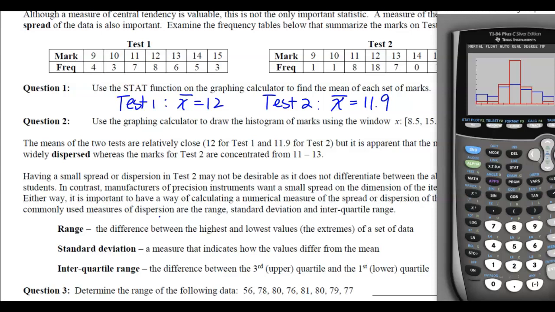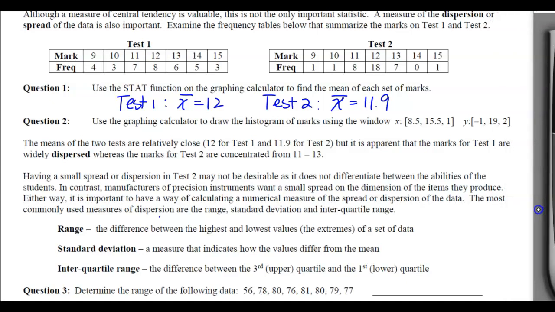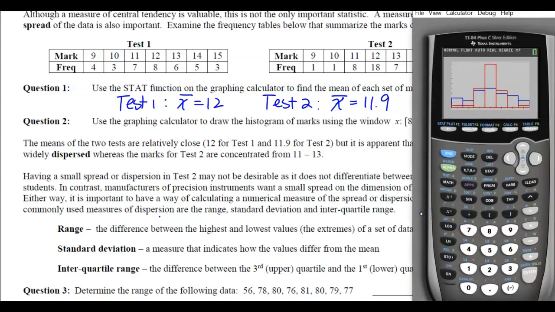Later, like in June, we're going to talk about normal distributions, and that's where the mean, median, and mode are all about the same value. Okay? So in this case, you'll notice here the means are very close, but it's apparent that the marks for test 1 are widely dispersed, and marks for test 2 are concentrated between 11 and 13, basically.